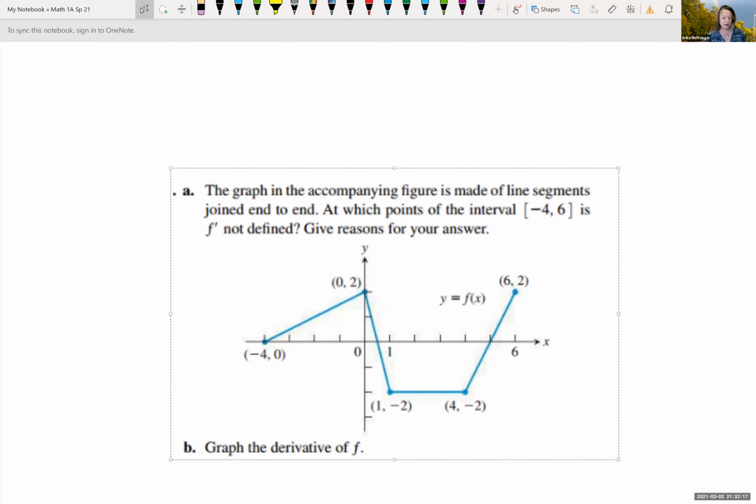So it looked like you guys were getting it. This was another problem that I have brought up that I was going to have you go through together, but it's pretty similar to what we were just doing. They wanted us to graph the derivative, so we would go through the same way we were just doing.